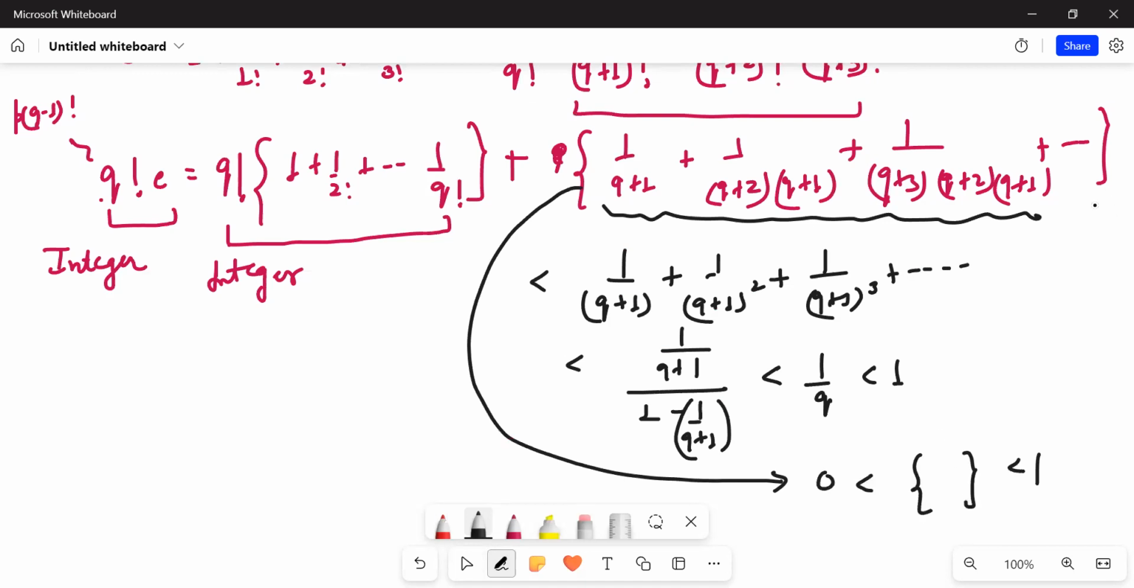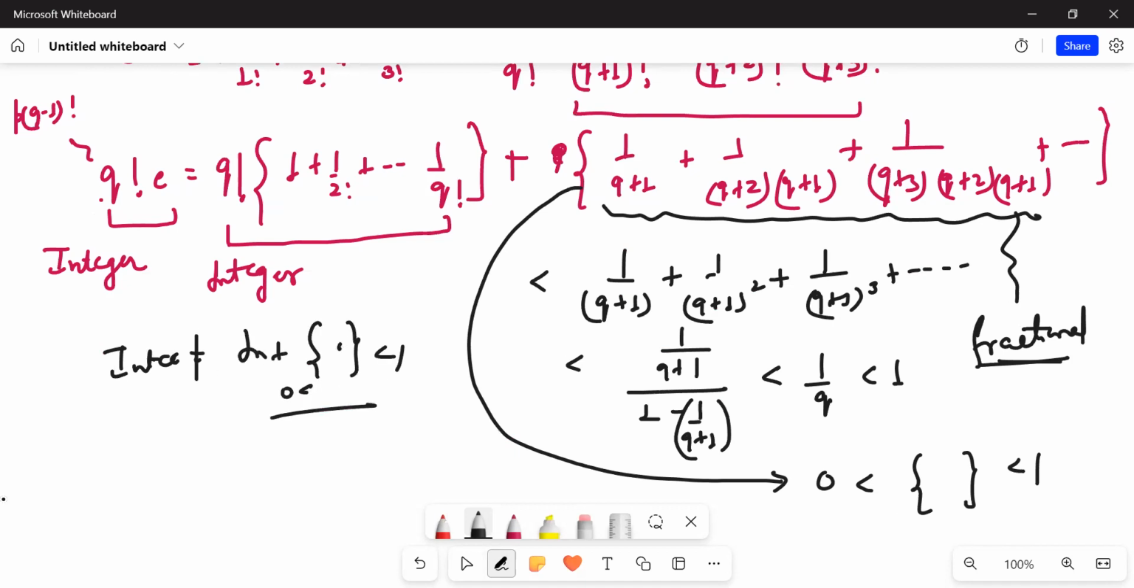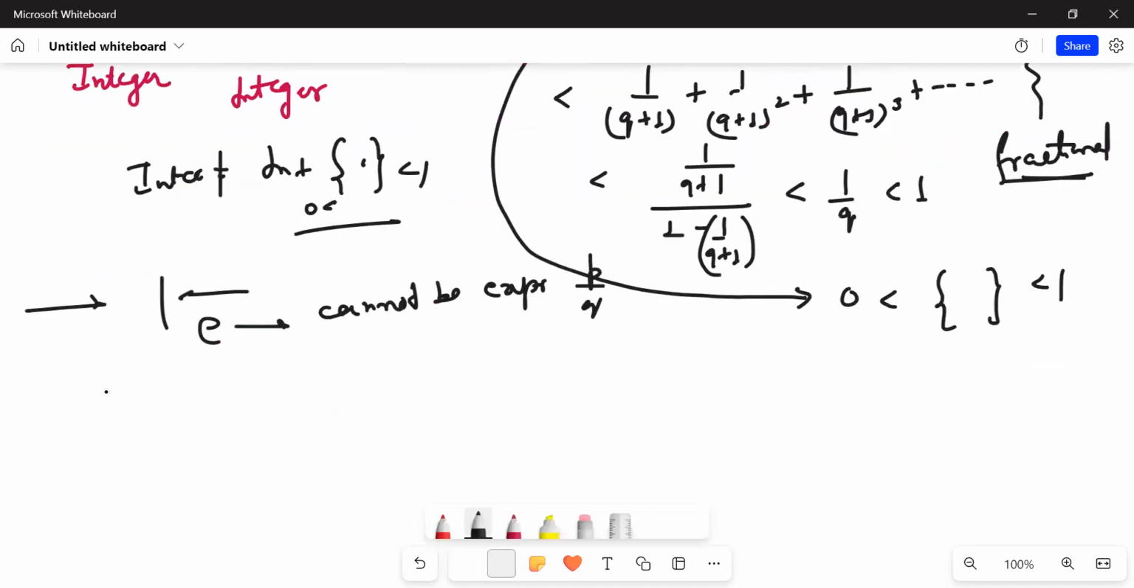So certainly this is not an integer. Here, on the left hand side, you have an integer. On right hand side, you have integer plus something which lies between 0 and 1. So this is basically a fraction. So clearly, an integer can never be equal to an integer plus something lying between 0 and 1. So clearly, we arrive at a contradiction that E cannot be expressed in the form of P upon Q. So clearly, E is not rational.